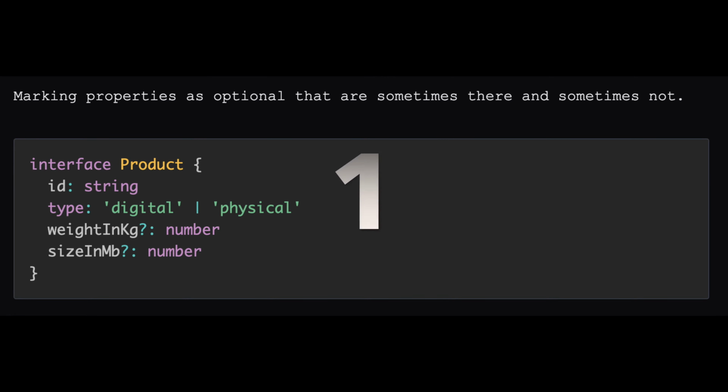I'll give you a couple of seconds. Well, if you could not, let me tell you. When the type is digital, yes, you want size in MB, but there's nothing stopping you from using the weight in kg, and the same vice versa. When it's a physical product, you should only be using the weight in kg, but who is stopping you from using the size in MB as well? The TypeScript compiler will definitely not stop you from doing that. And it's not really TypeScript's fault. It is the fault in our code.